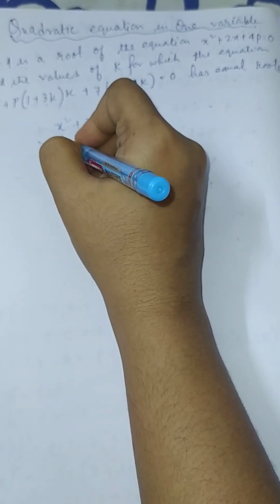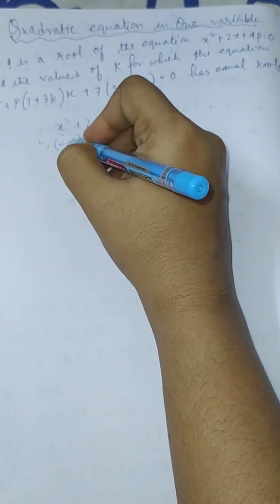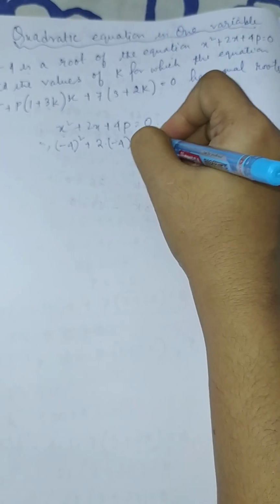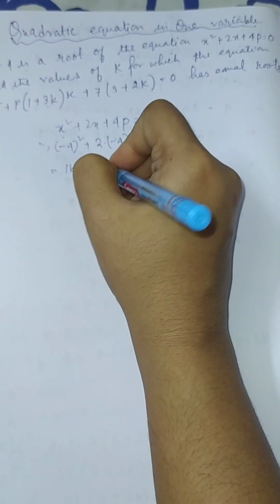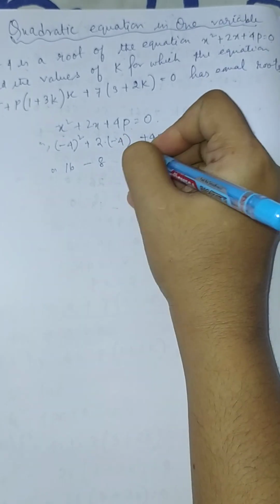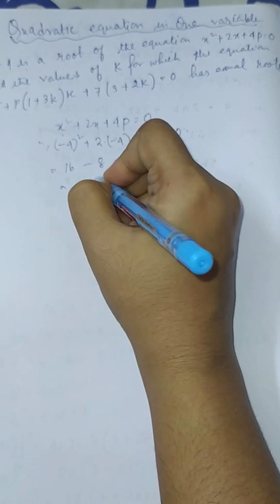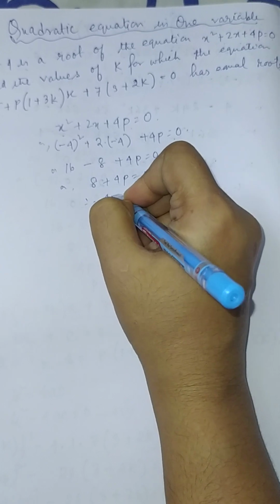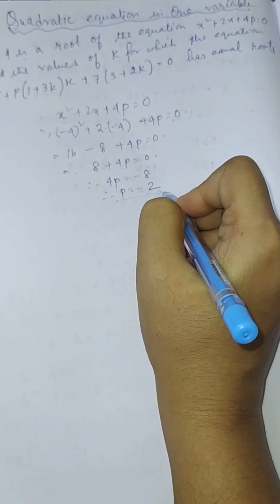So if I put minus 4 in place of x, we will get minus 4 whole square plus 2 into minus 4 plus 4p is equals to 0. That means 16 minus 8 plus 4p is equals to 0, or 8 plus 4p is equals to 0 and 4p is equals to minus 8, that means p equals to minus 2. So I got the value of p which is minus 2.